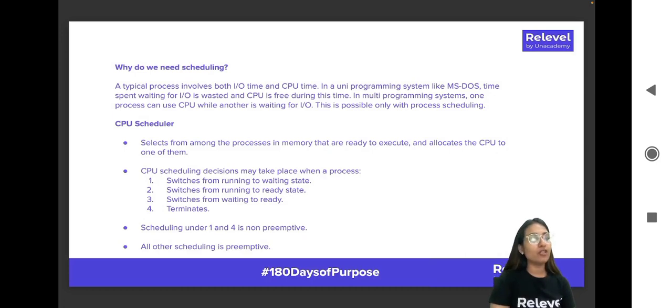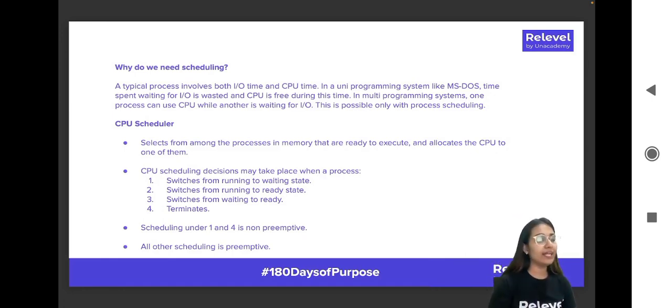And this is only possible if we do process scheduling. As we have been talking about in previous modules, we always want to keep the CPU utilization at 100%. We never want to keep the CPU free at any point of time. If a process is not in the execution state and is in a waiting state, we want to make sure that some other process is being executed at that time so that the CPU is being utilized at all points of time.